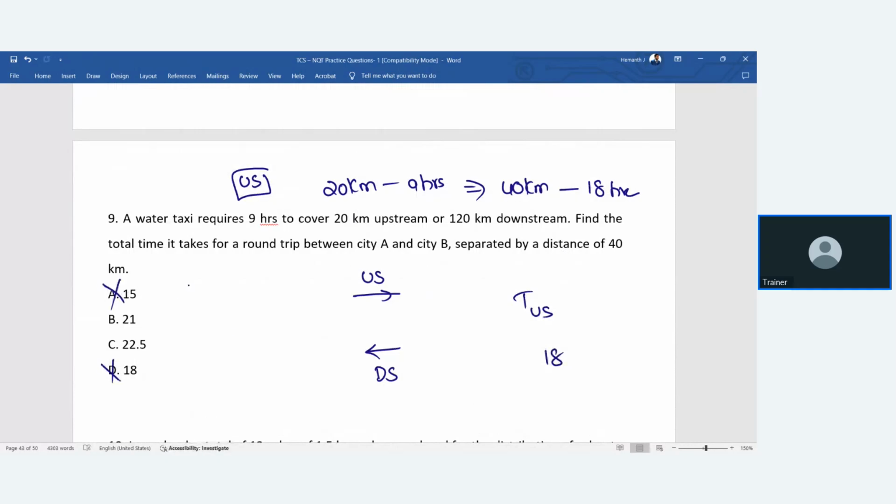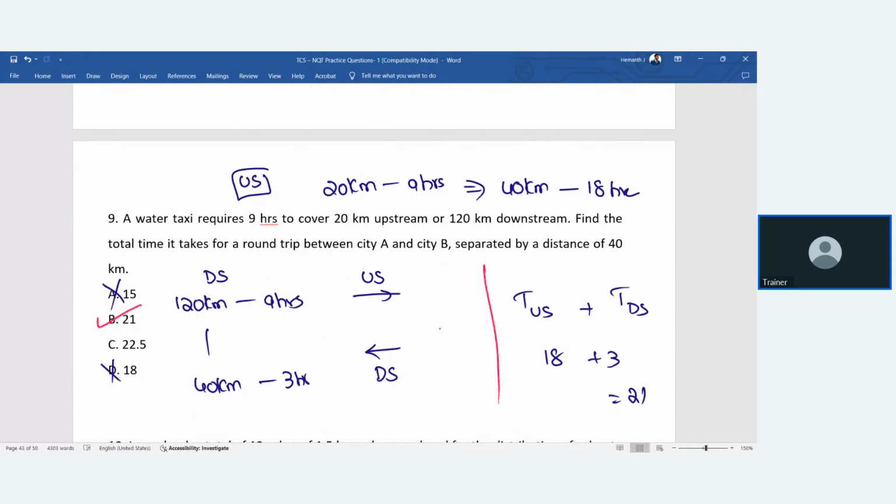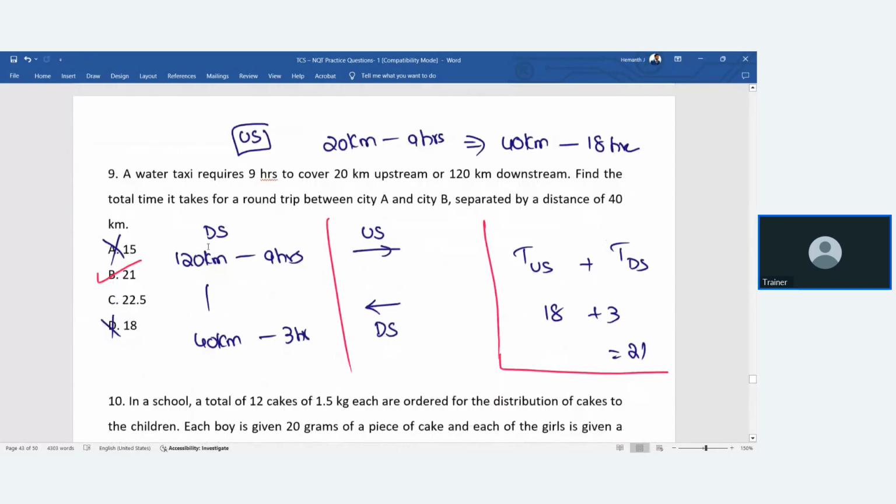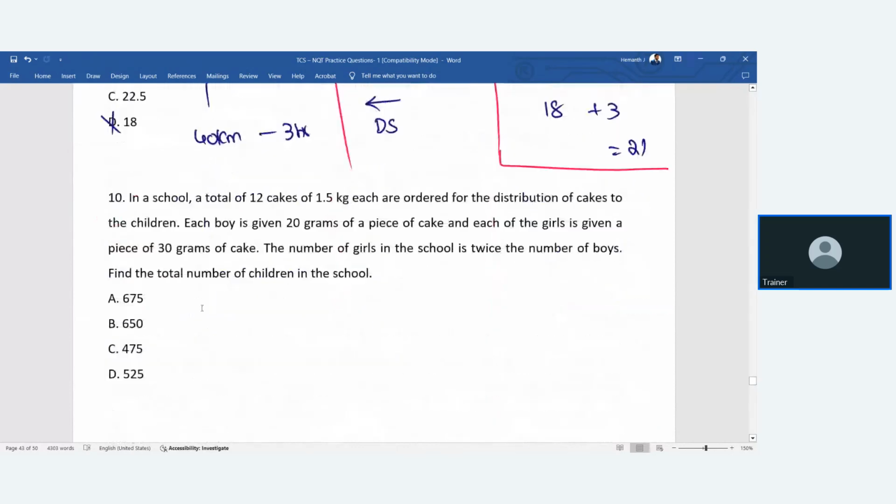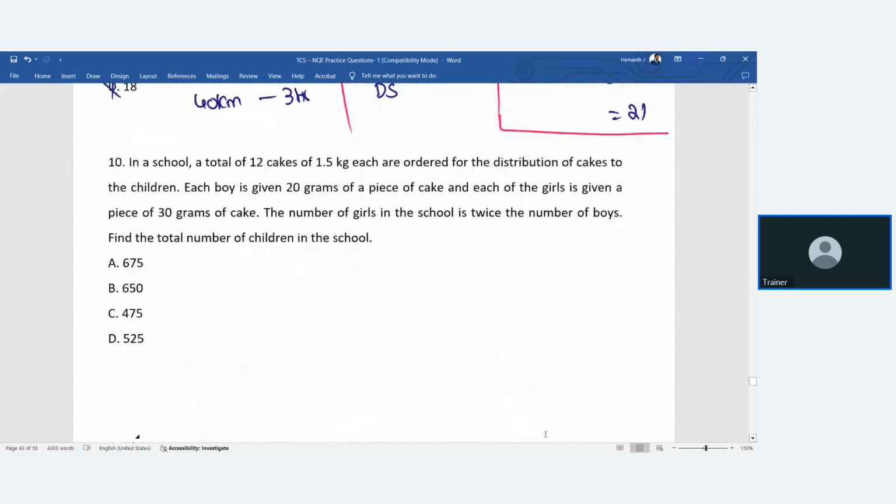Next, downstream, 120 kilometers, 9 hours means in downstream 40 kilometers will be 3 hours. So the return is 3 hours. So the total journey is 21 hours. 21 hours required. Upstream, downstream. We have to go to a place and return, which means one should be upstream, one should be downstream. Right. So now look into this 10th question. Good question. Have a look into this.